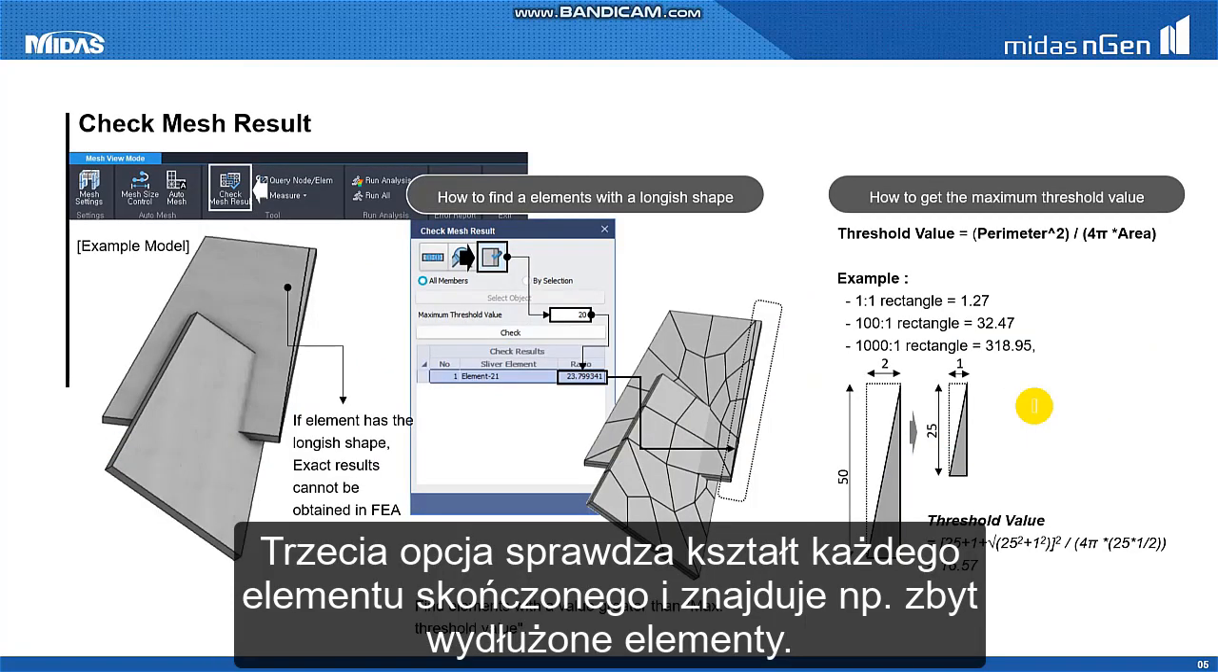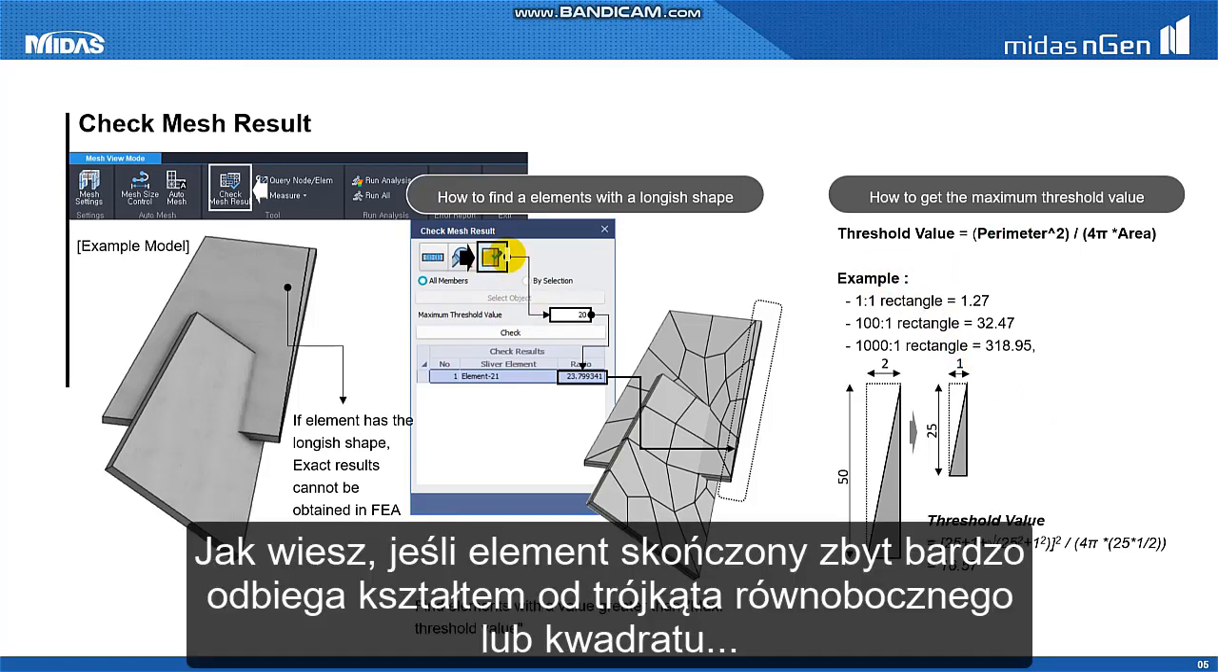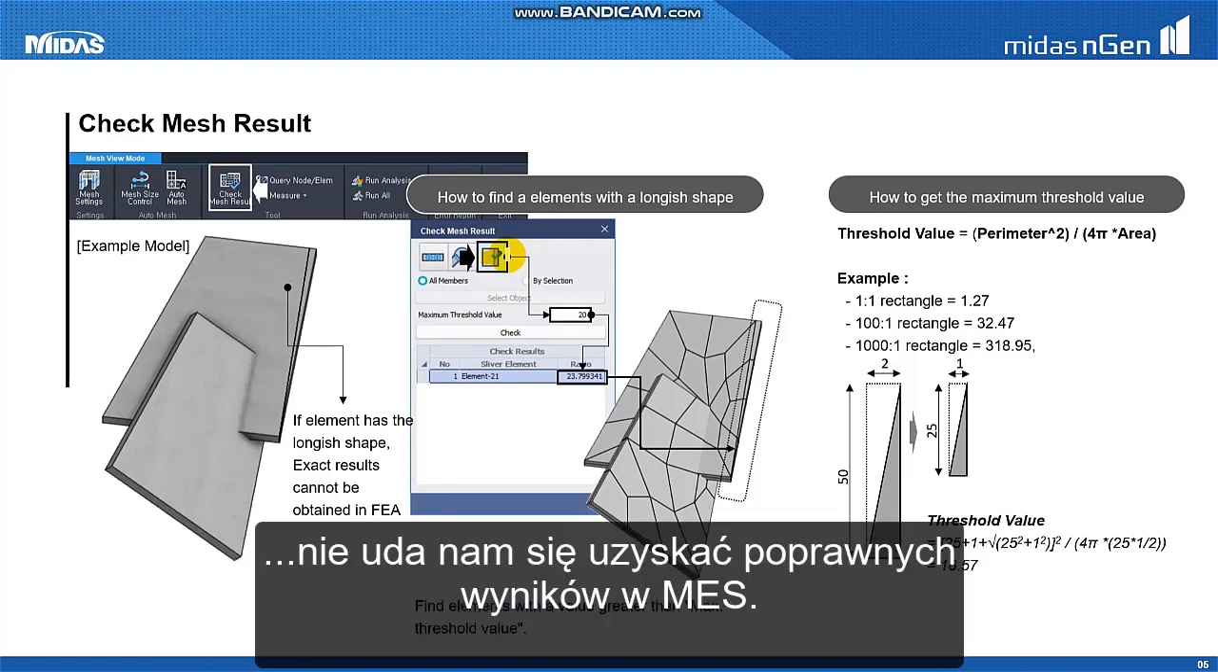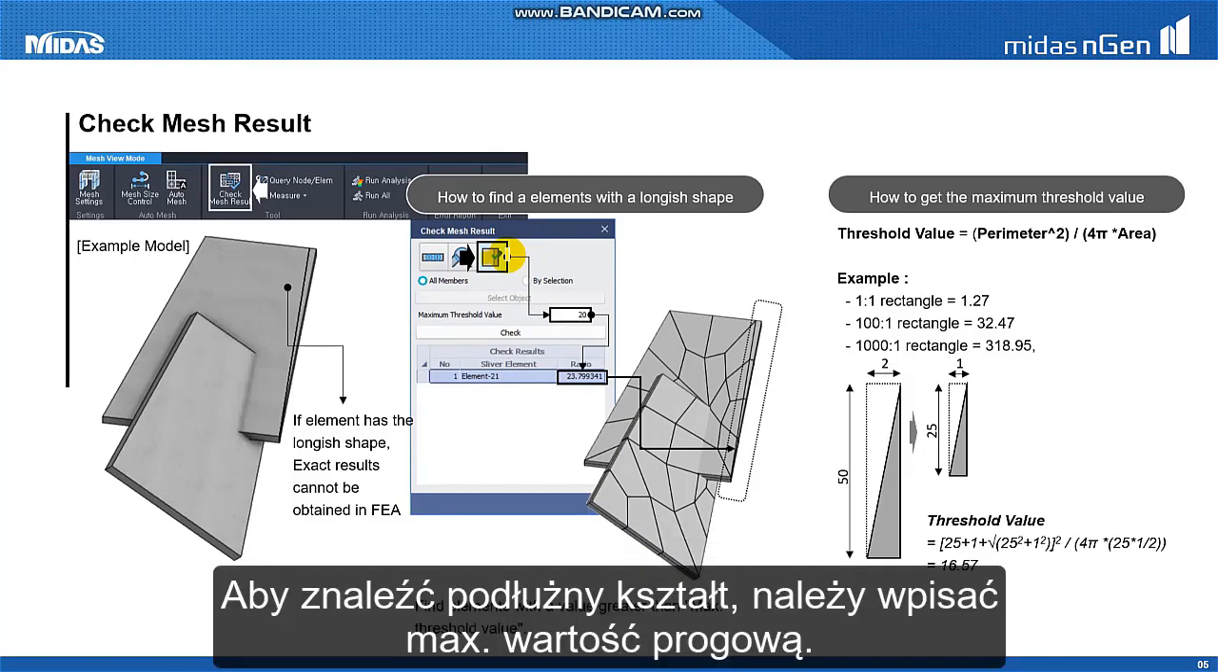The third option finds the abnormally longish element. As you know, if the element has a longish shape, we cannot get the exact result in FEM. To find the longish shape, we should enter max threshold value.